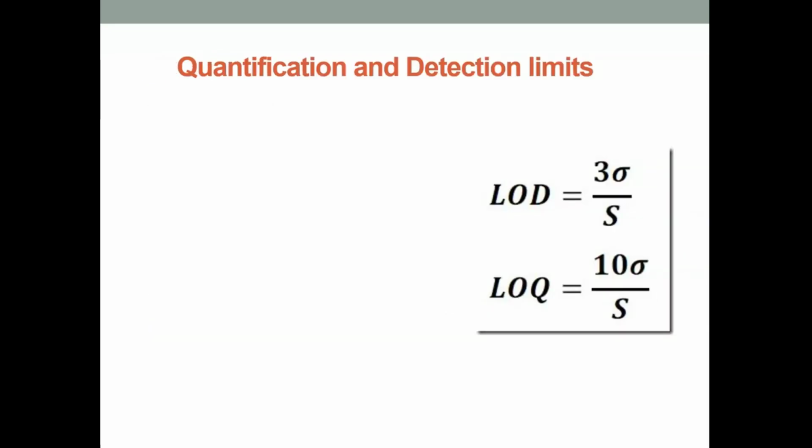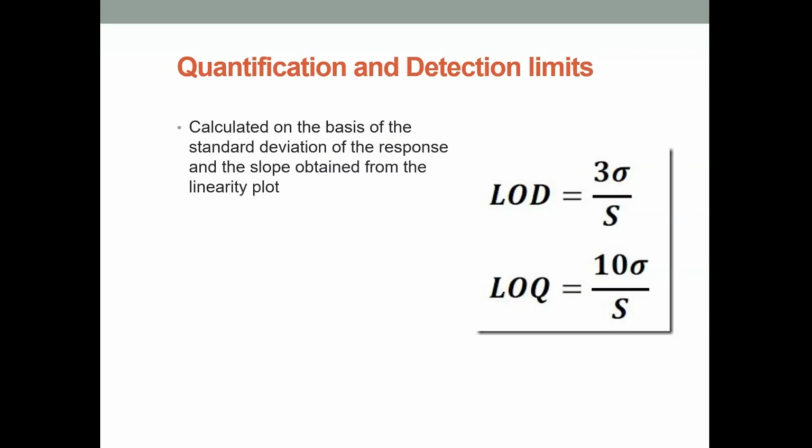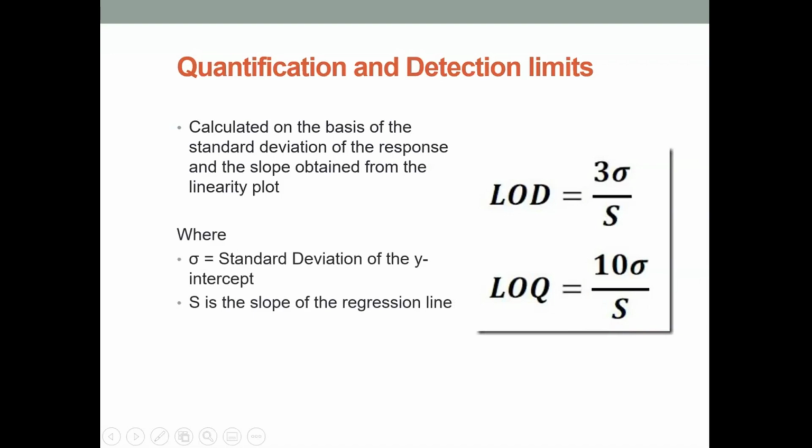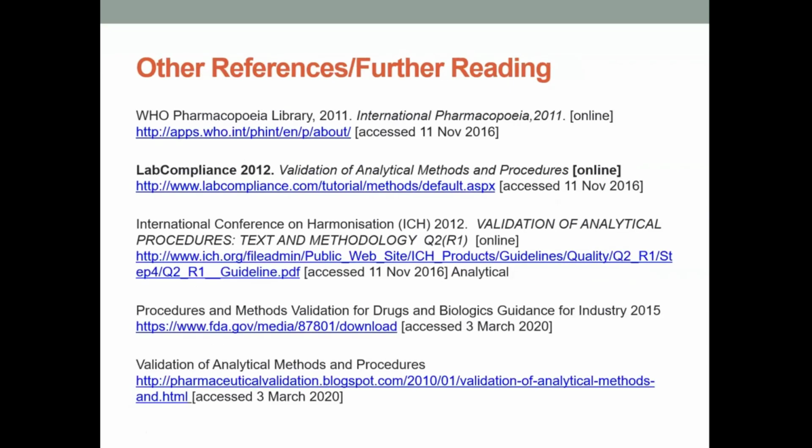Quantification and detection limits. So you'll remember in our previous lesson, we looked at a number of different ways that you can calculate these. So you can use your signal to noise, or you can use your calibration curve. So this one was calculated on the basis of the standard deviation of the response and the slope obtained from your linear plot. So your calculation for your limit of detection is 3 times sigma all over the slope of your regression line, and the LOQ is 10 times sigma, your standard deviation, all over your slope of your calibration curve. Whereas sigma is your standard deviation of your y-intercept, and S is the slope of the regression line. So the values calculated then met the passing criteria.